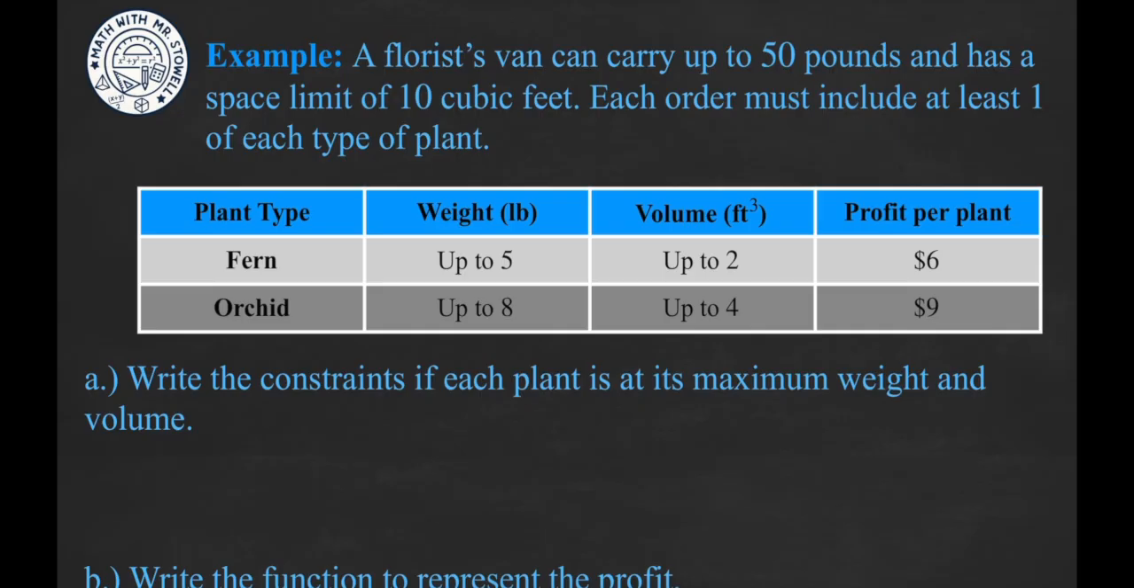In this example, we're told that the van of a florist can carry up to 50 pounds and has a space limit of 10 cubic feet. Each order must include at least one of each type of plant. We have a fern and we have an orchid.